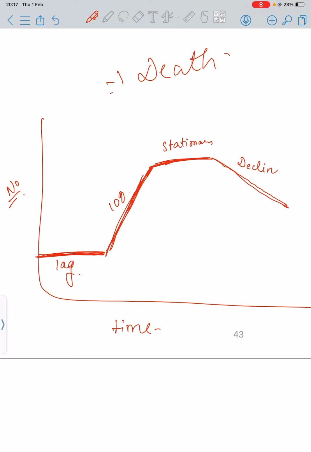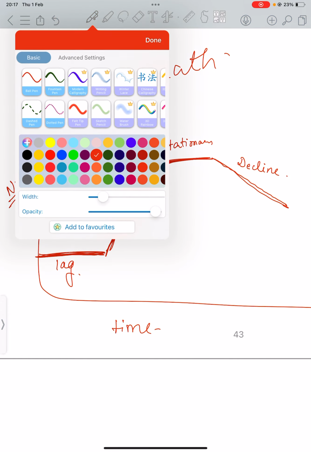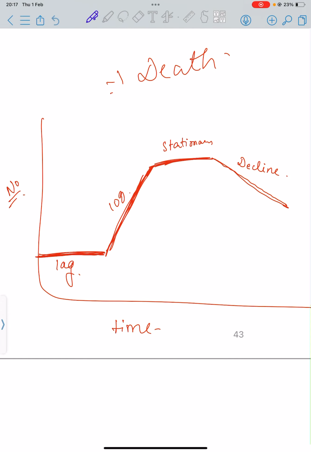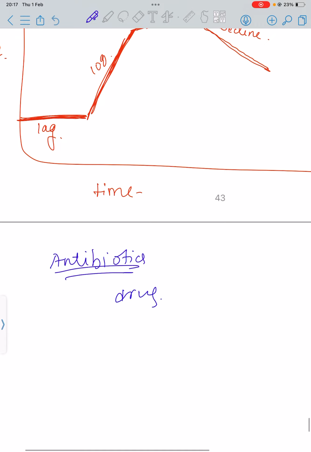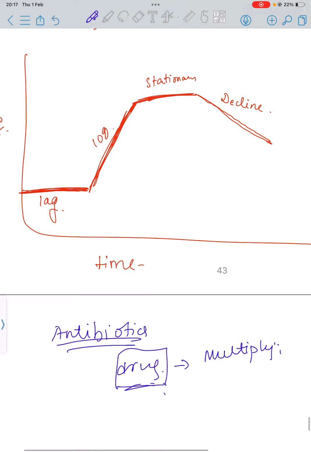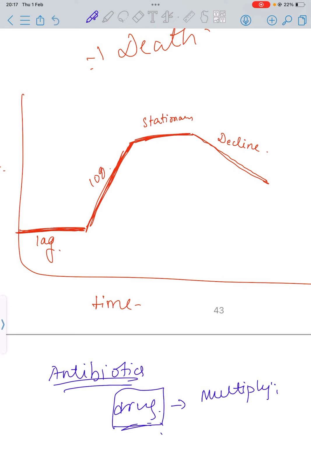Decline phase. Now antibiotics. What are antibiotics? Antibiotics are drugs which kill bacteria. So they are more active. They can kill bacteria when the bacteria is multiplying. Okay. So in which phase do you think antibiotics will work?